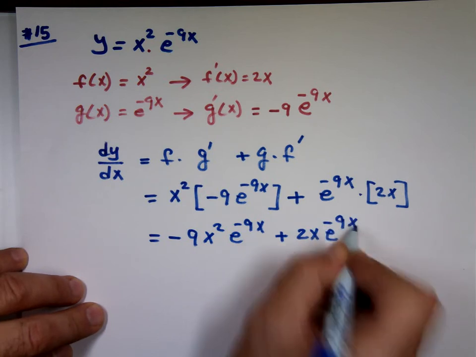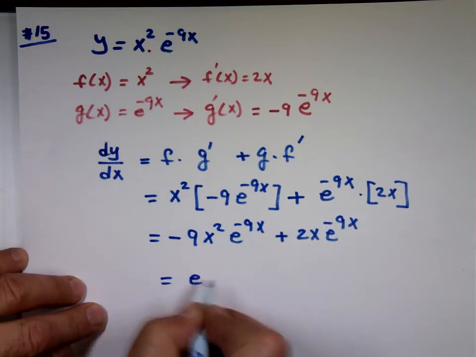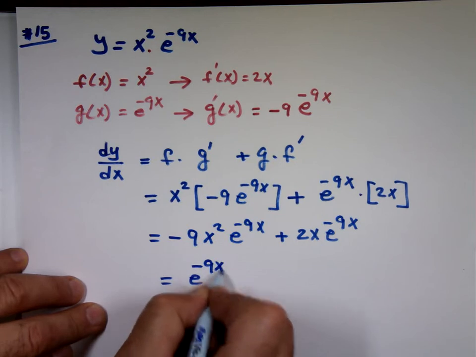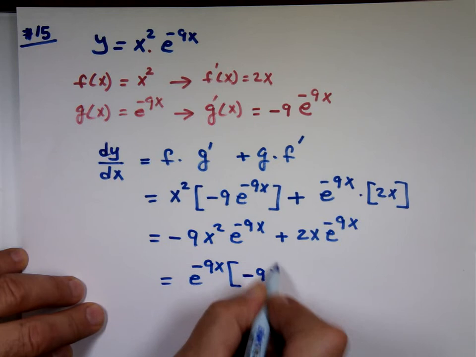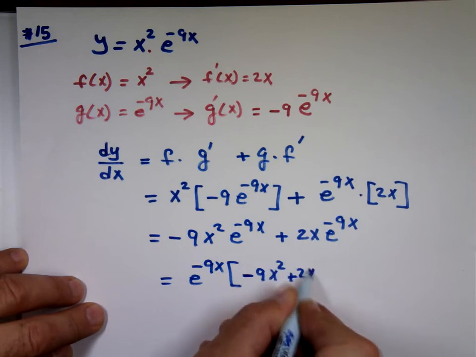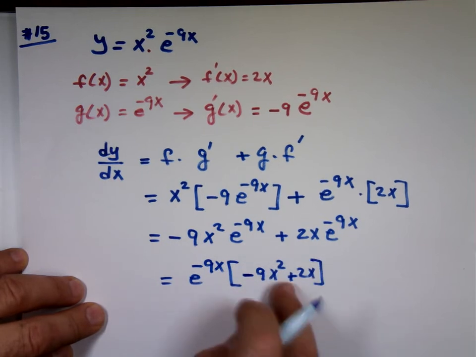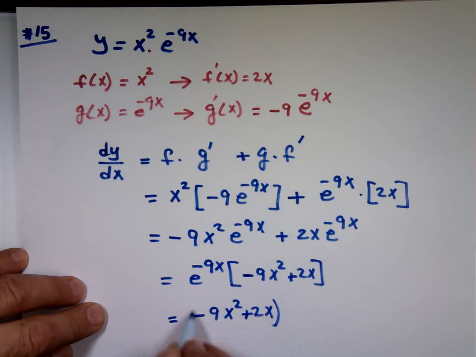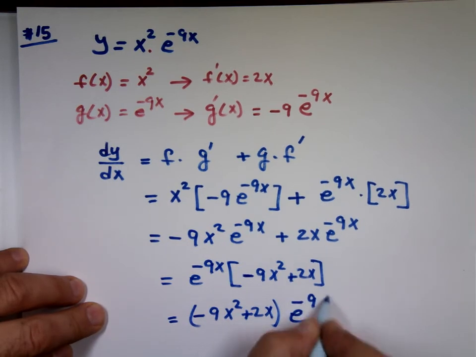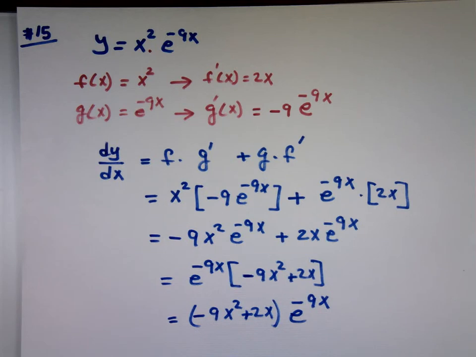If you want, I know you can factor an x out, but at least factor e to the minus 9x. What do you have? Negative 9x squared plus 2x. So I bet you they're going to write this one first. You can factor an x out, but they'll probably leave it like this. That looks clean, a little bit cleaner.